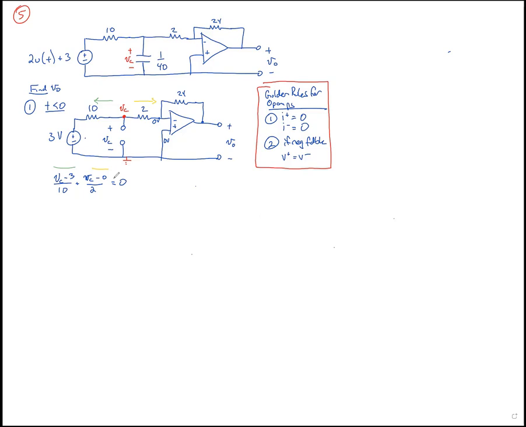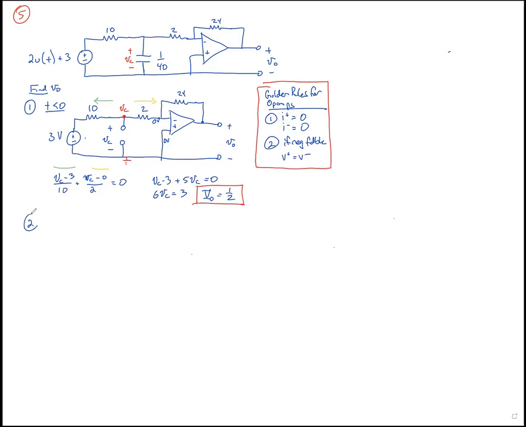Let's multiply through by 10. That would give us VC minus 3, multiplying this by 10. Multiplying this by 10 would give us 5 VC, and all that equals 0. So that gives us a total of 6 VC equals 3. And that means that our V naught, our VC at time 0, is going to be 3 over 6 or 1/2. And that's our answer for step 1.